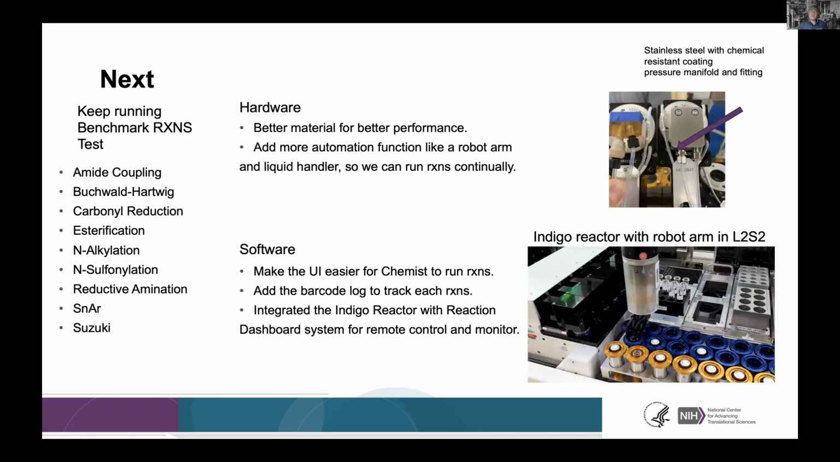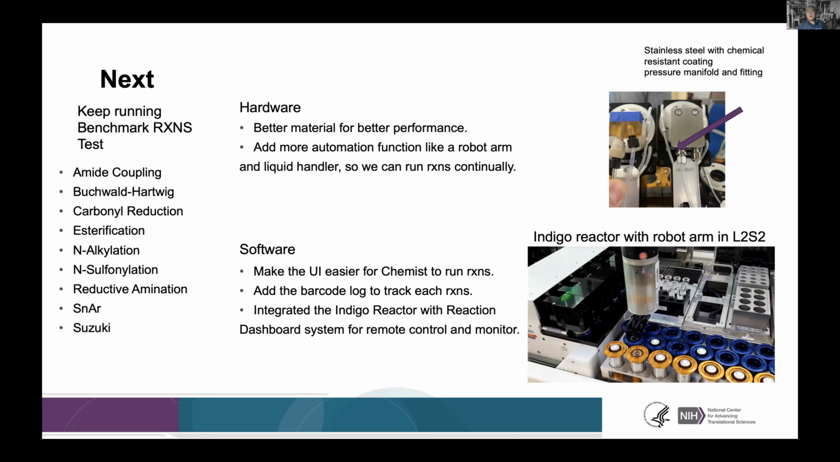And so for the next part, we're going to increase some functionality and get better performance by upgrading our parts. Like the pressure manifold, which we currently use, we're going to upgrade that into thin steel coated with a chemistry-resistant coating, and that will significantly increase the performance of our reactor.